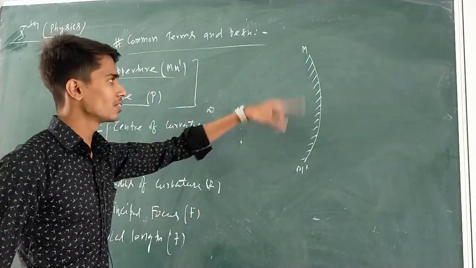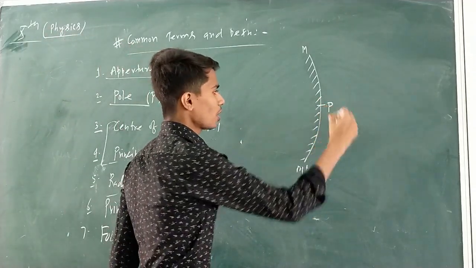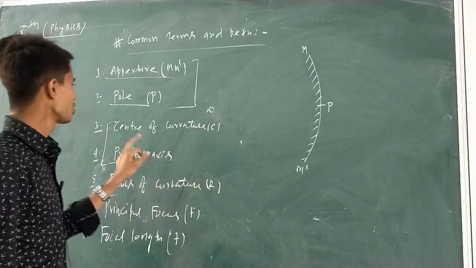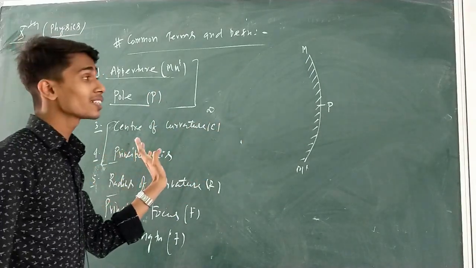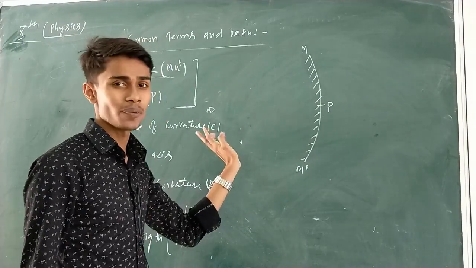अपर्चर. The length, the angular distance between two endpoints of the mirror is called aperture. The midpoint of the aperture is called pole. The center of the mirror is called pole. ओके ना? The same definition. Now center of curvature, where will the center of curvature lie? In front of the mirror or behind the mirror? No, it will lie behind the mirror.